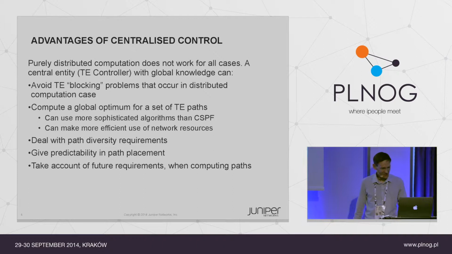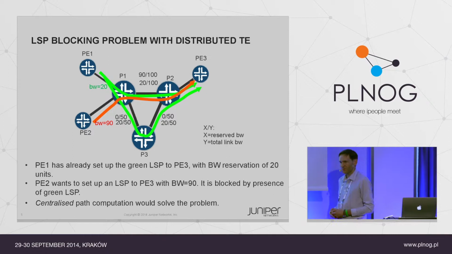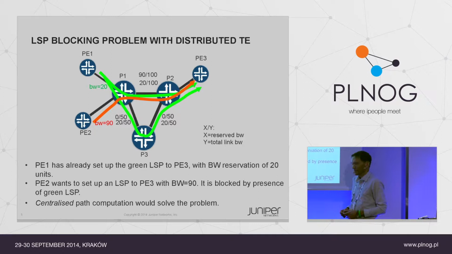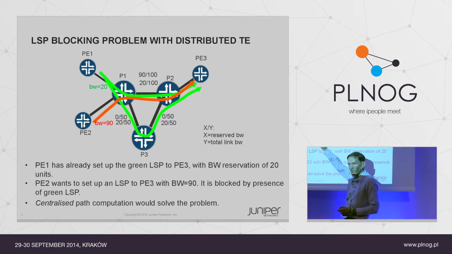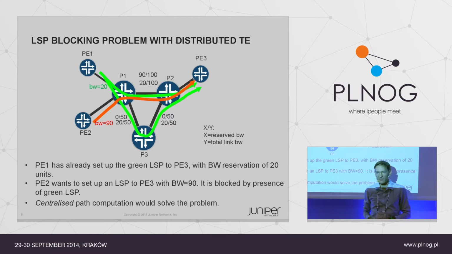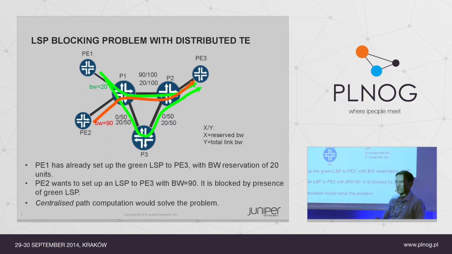So this is the classic LSP blocking problem that occurs with distributed traffic engineering. Suppose that PE1 has a requirement for an LSP going to PE3, and it needs a bandwidth reservation of 20 units. On each of these links in the core of the network, after the slash, you can see the size of each link. And the number before the slash is how much bandwidth has currently been reserved.